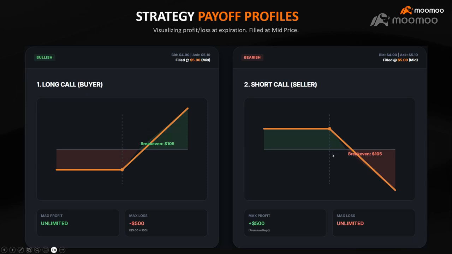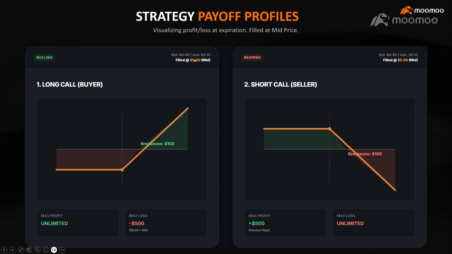Sometimes when you look at those options, they will show you this kind of graph, right? Remember, I also showed you during the chapter once. So how do you actually read this graph? If you're bullish, basically you long call, right?